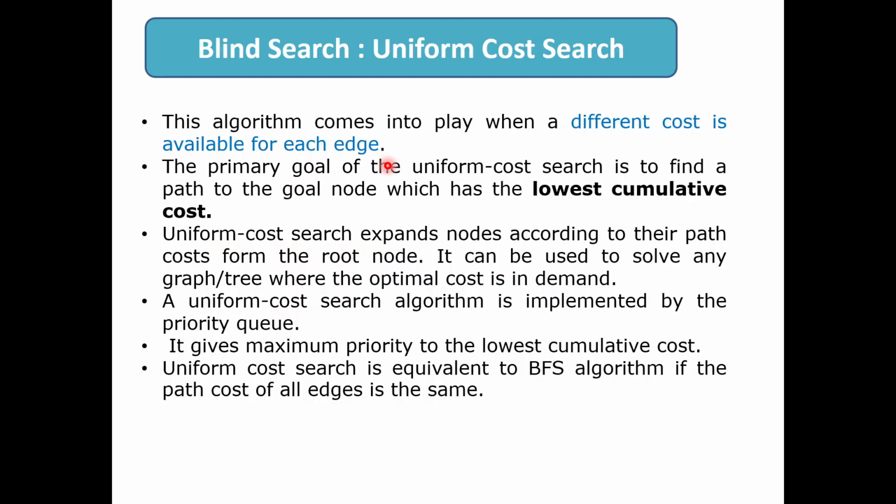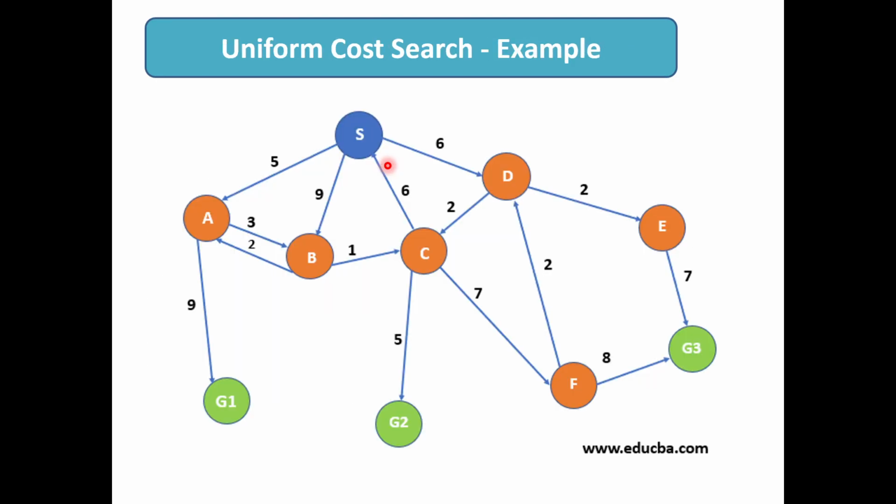So the uniform cost search is the next level of blind search. So far we have assigned the same cost for all the nodes. But here we are going to have different costs on all the edges. So this is called uniform cost search. Then you have to find the minimum, the lowest cost will be the best solution. We are assuming like that.